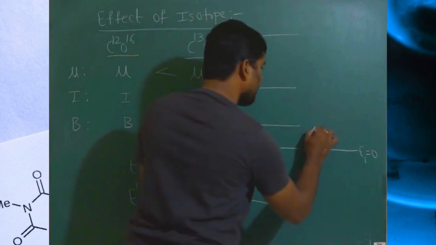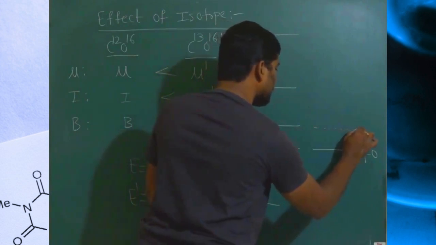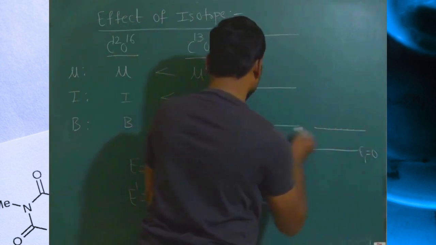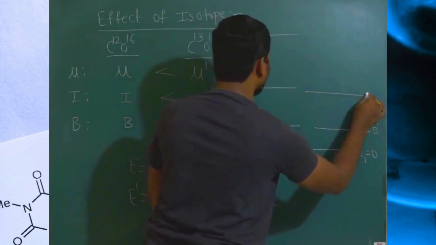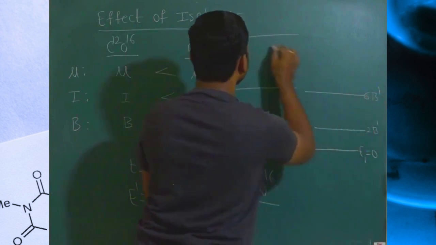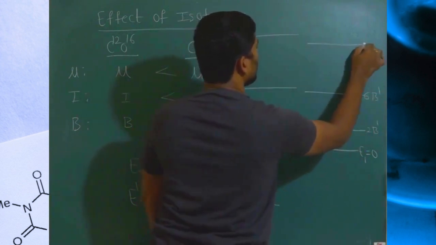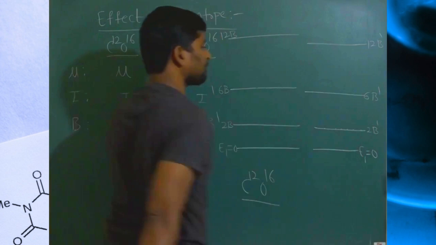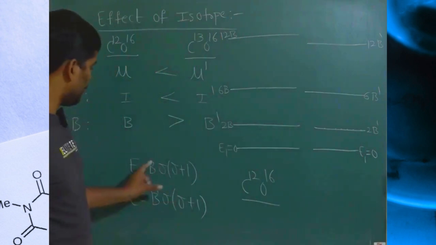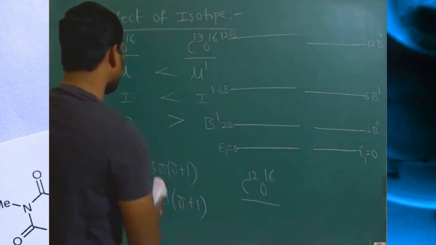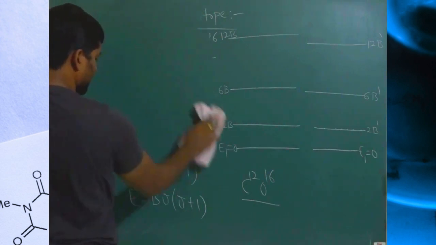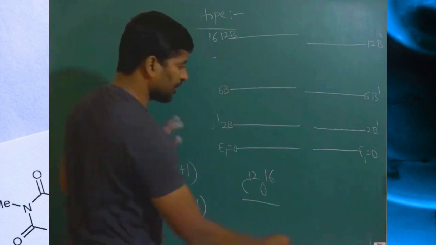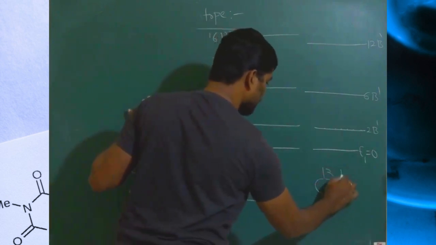So therefore, we'll get below this 2B and below this 2B. So this is 2B dash. Next here we will get below 6B. This is 6B dash. This is below 12B and 12B dash. Okay, so here, in the case of C12O16, the signals are observed at 2B, 4B, 6B. And in the case of C13O16, the signals are observed at what?